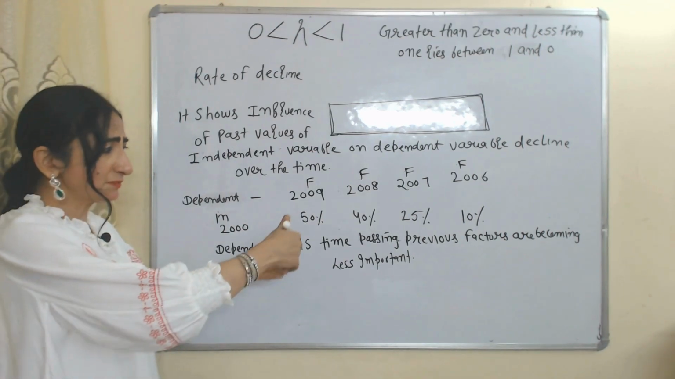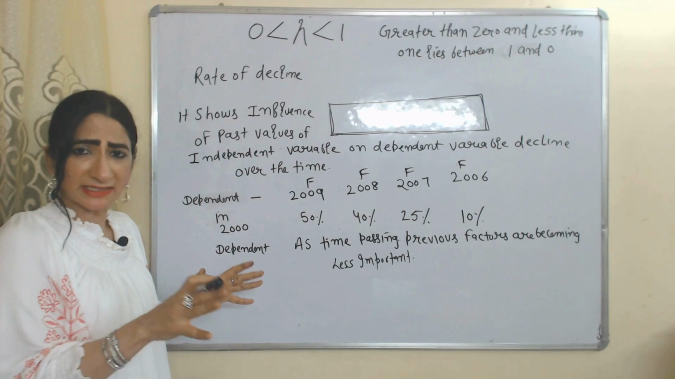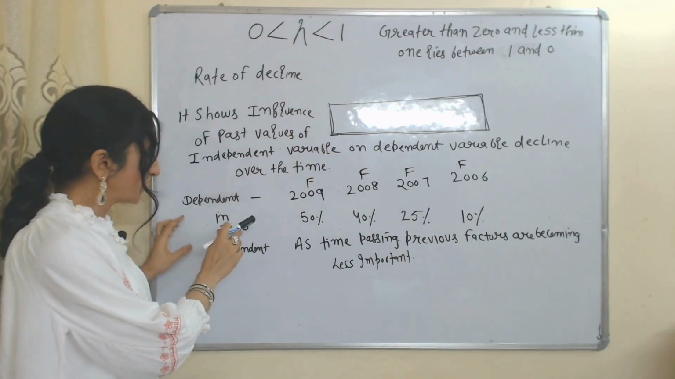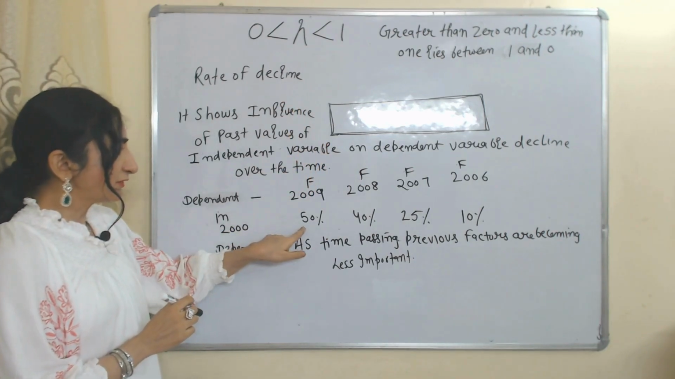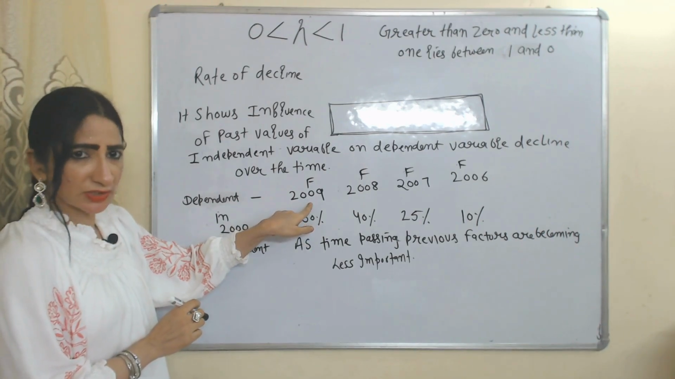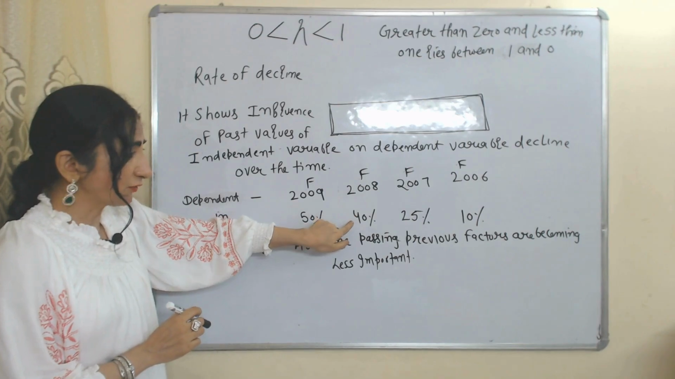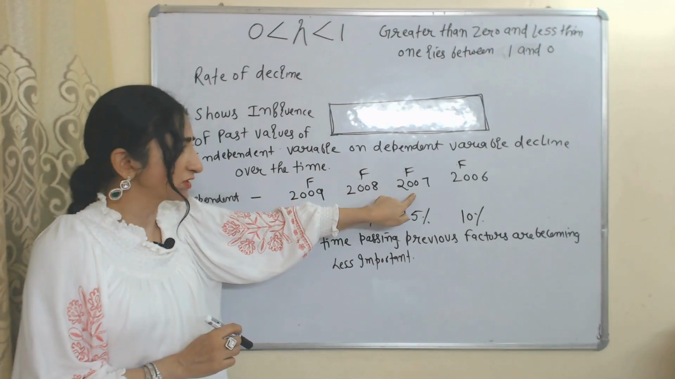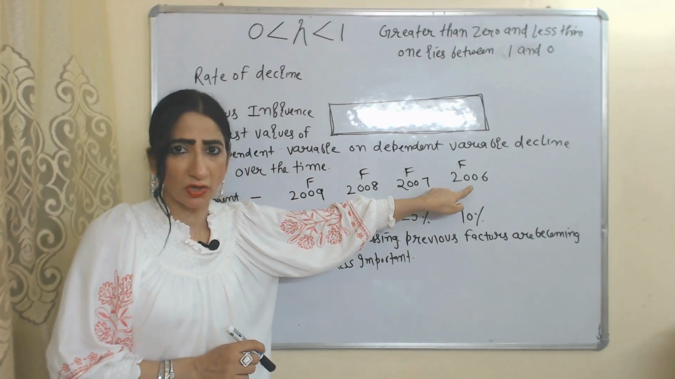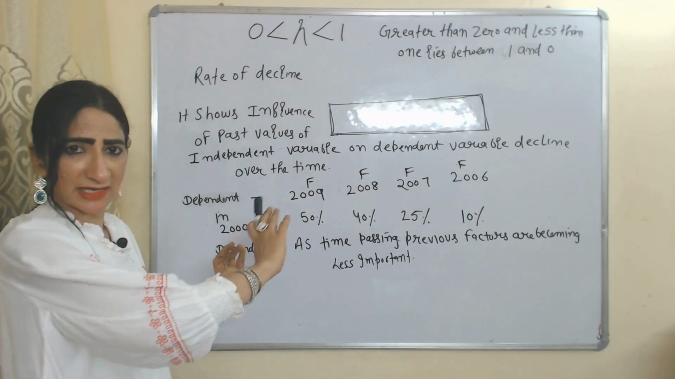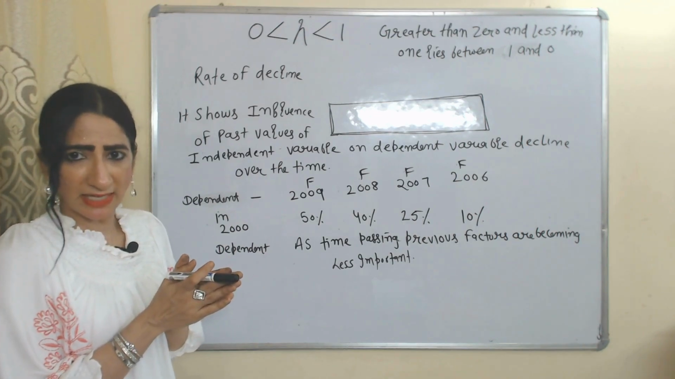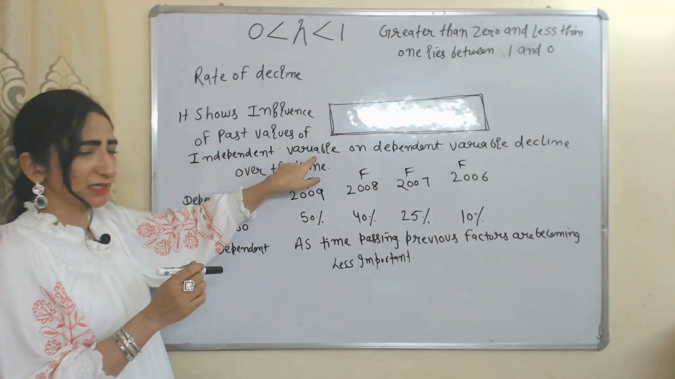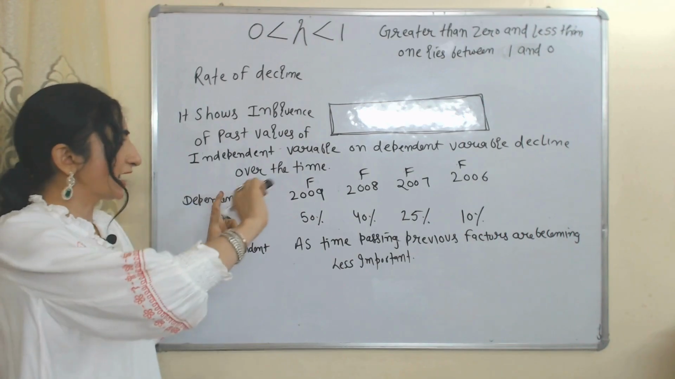Because as time is passing, previous factors are becoming less important. Demand is the dependent variable, fashion is the independent variable. Demand in year 2000 is 50% dependent on fashion in 2009, 40% on fashion in 2008, 20% on fashion in 2007, and 10% on fashion in 2006. So here you can see as time passes, previous factors are becoming less important. That's why we can say that the influence of past values of the independent variable on the dependent variable declines over time.